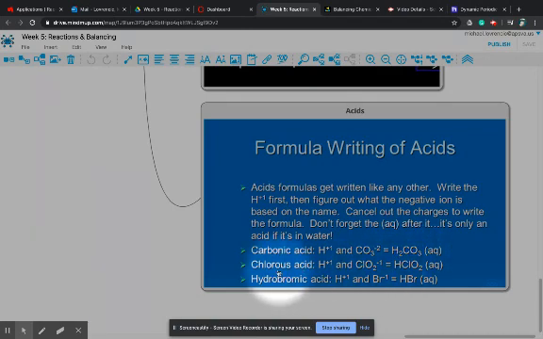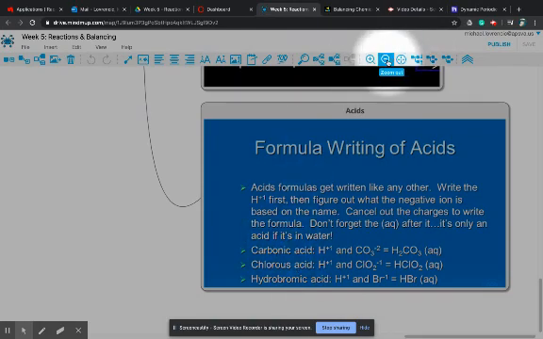Balance of charge. Chlorous acid, ous came from ite, so chlorous was the chlorite ion, which we looked up on our flowchart. In this case, we have a +1 and -1, which balance out. Hydrobromic is a binary acid, it starts with hydro, so bromic is going to mean bromide ion, which is -1, from bromine in group 17. Hydrogen is always +1, 1 of each, HBr.